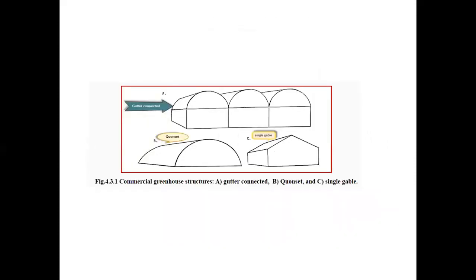So here you can see various types of commercial greenhouse structures. So this A type is the gutter-connected greenhouse. Then this is the quonset greenhouse, which has a sloping, oval roof. Then this is the single gable greenhouse, which has a sloping roof. The gutter-connected greenhouse structure has a gutter passage at the eaves. Here in the single gable connected also, they have a gutter passage where the water is passed from this passage.